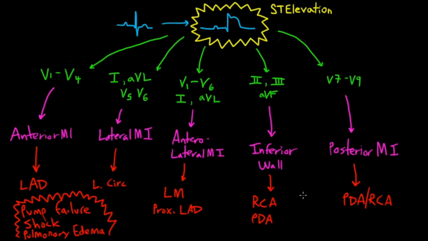This group over here, so if you're knocking out the RCA and the PDA, you're knocking out the posterior wall and the RV, they tend to have predominantly right heart failure. They could have hypotension, cardiogenic shock as well, but also remember there's that SA node artery. What if you knocked that out? That could cause bradycardia.